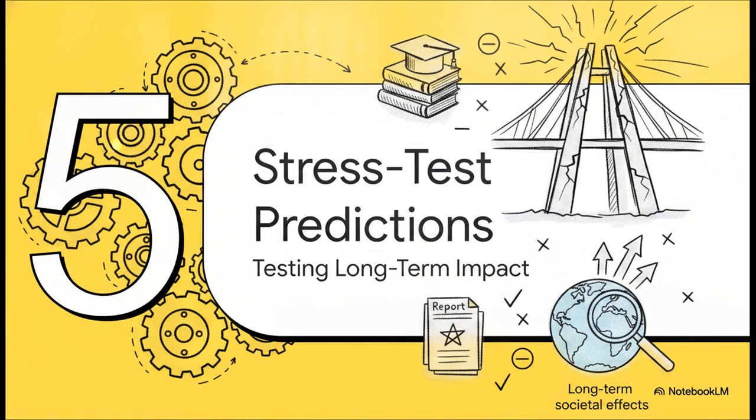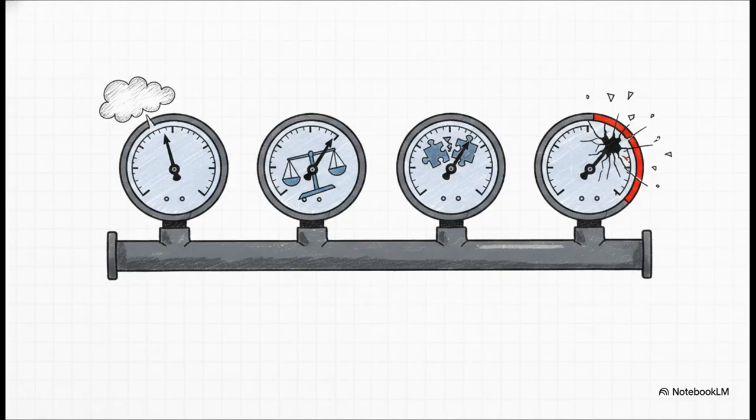Which brings us to Section 5, Stress Testing Predictions, the final exam for long-term effects. We're nearing the end of our evaluation phase here, and it is time to load test the structure you've built. We're going to evaluate your solution's long-term societal effects by giving it a really tough final exam. We do this using the 4 diagnostic gauges from Module 3. We're going to deliberately try to break your prediction.